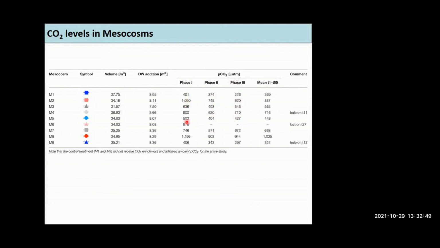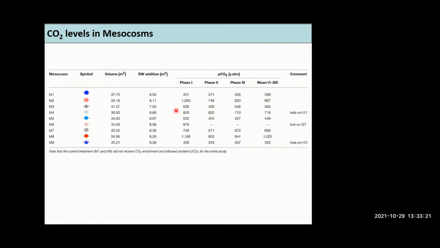And this is the pCO2 in microatmospheres in each mesocosm that you see here. Of course, our target was 1400, but it is difficult to reach that target, because how do you maintain it? We can't maintain it. There will be diffusion, so the CO2 will diffuse back from the mesocosm to the atmosphere. So you can see in different phases there is a change in the pCO2 concentration. And this is the mean level of pCO2 concentration.